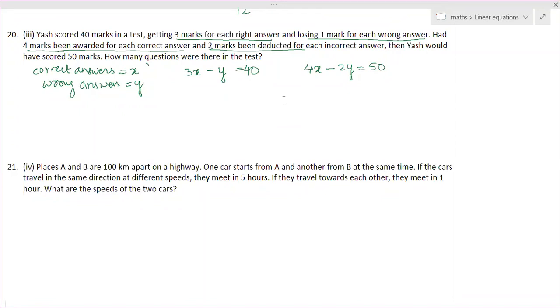Ma'am, can you just repeat the answer again? The values of X and Y. X is 15, Y is 5. Yes, ma'am, got it.